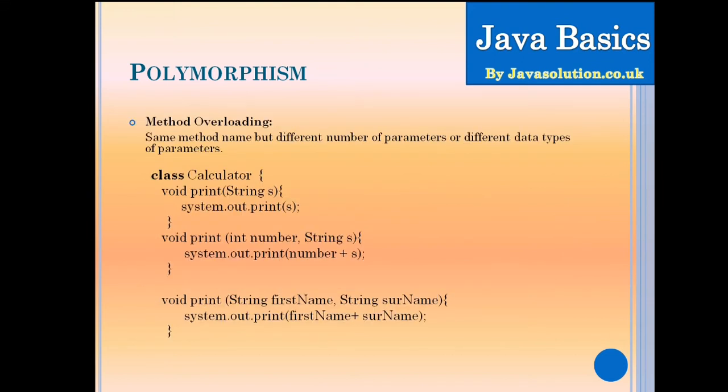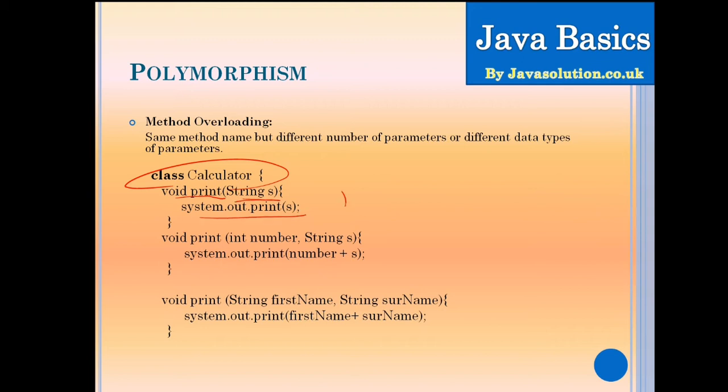What is method overloading? It is the same method name, but a different number of parameters or different data types of parameters. So what does it mean? You have one class Calculator, right? This has a method void print, and it takes a string parameter and is going to print it.